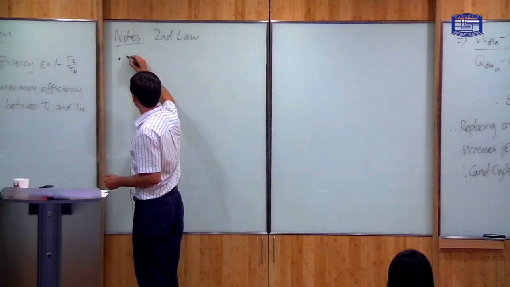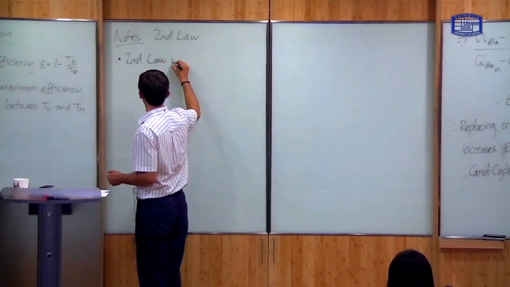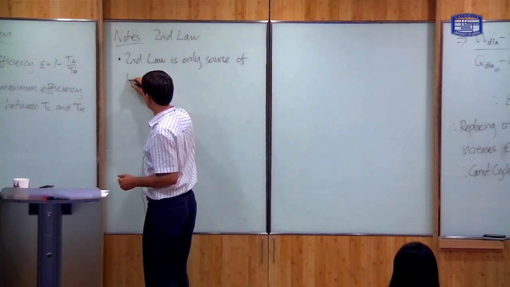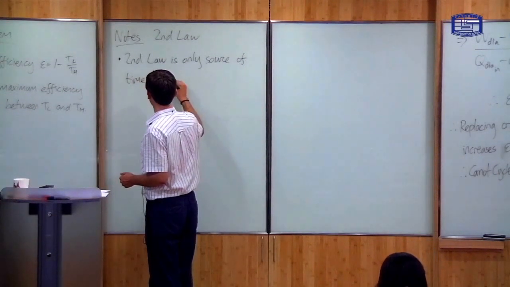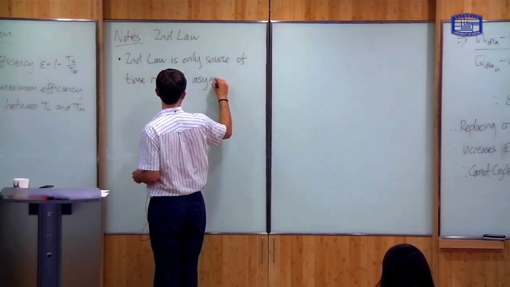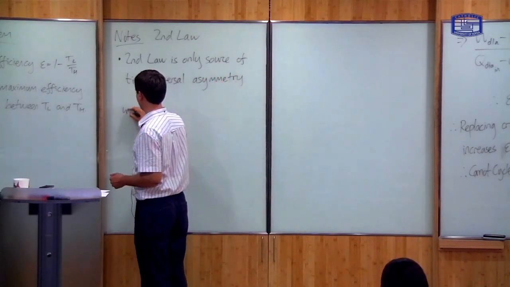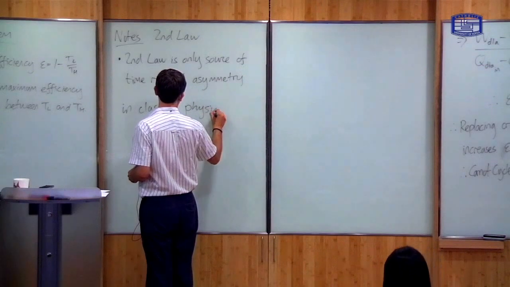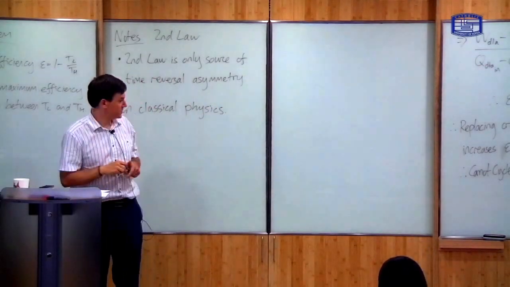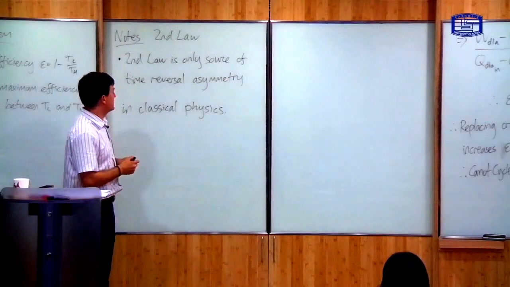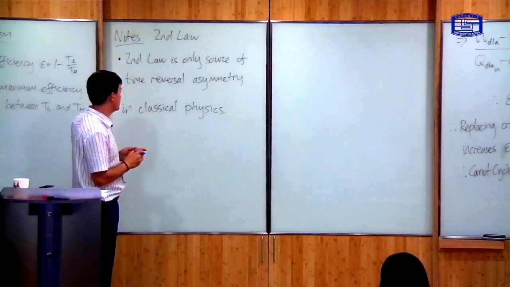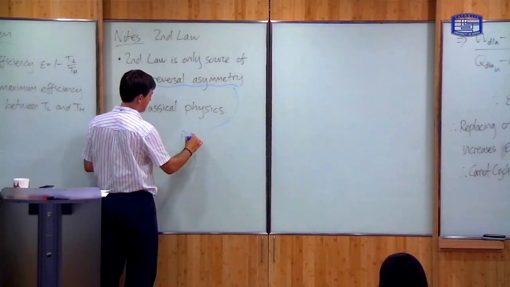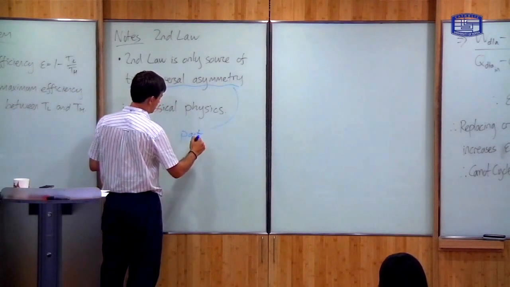So the second law is the only source of time reversal asymmetry in classical physics. Now, when you go to quantum field theory, there are other sources of asymmetry, but these are not particularly relevant to the microscopic world in which we live. Okay? So this time reversal asymmetry means that the past is different from the future. Distinction of past and future.